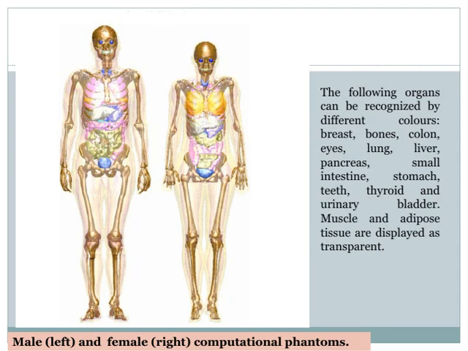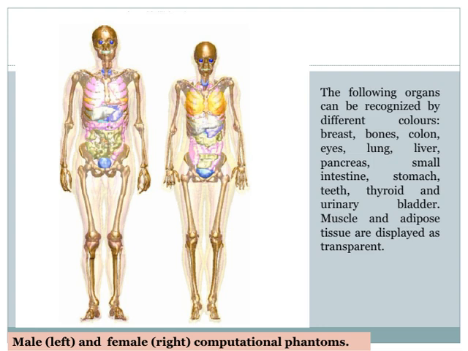Now, here we see the male on the left and the female on the right, both represented as computational phantoms. These models are incredibly useful for simulating how radiation interacts with human tissues. You'll notice that different organs are highlighted in various colors. This helps us distinguish them clearly.